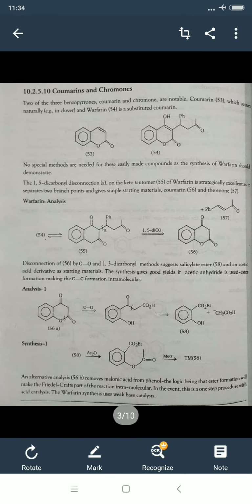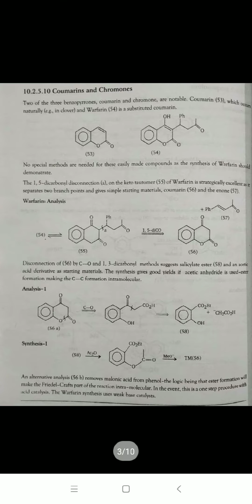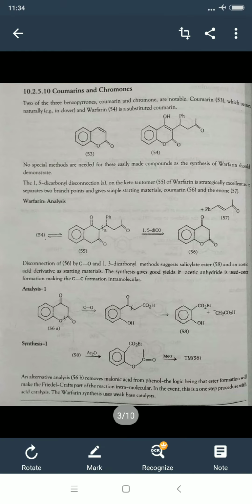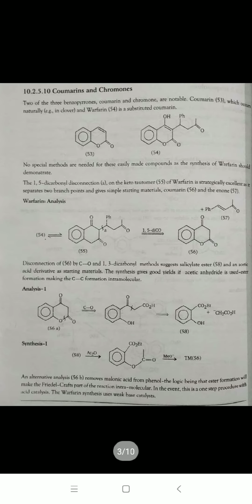This is 54. No special methods are needed for these easily made compounds, as the synthesis of warfarin should demonstrate. The 1,5-dicarbonyl disconnection A on keto tautomer 55 of warfarin is strategically excellent, as it separates two branch points and gives the simple starting materials coumarin 56 and enone 57. This one.